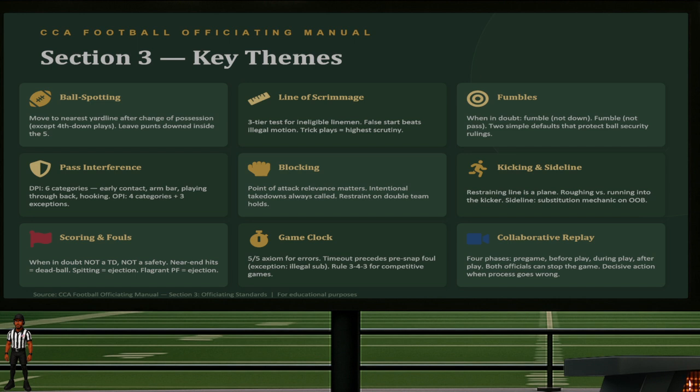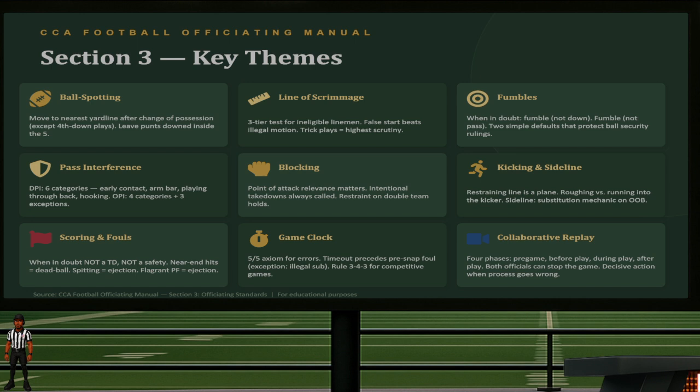Fumbles: when in doubt, it is a fumble, not down, not a pass. 2 defaults that protect ball security rulings. Pass interference: DPI has 6 categories. OPI has 4 categories and 3 specific exceptions. Early contact without ball playing is always DPI when the other requirements are met. Blocking: the point of attack determines whether holding should be called. Intentional takedowns always get a flag. Restraint on double team holds. Kicking and sideline: the restraining line is a plane. Roughing versus running into the kicker is about forcible contact to the plant leg. On the sideline, the substitution mechanic applies whenever team A exits into their team area.